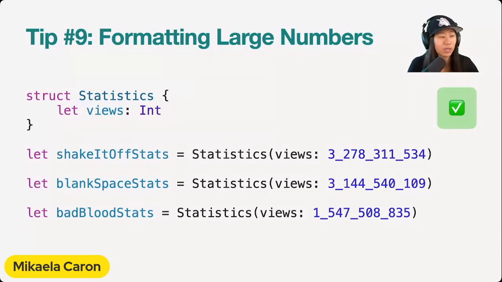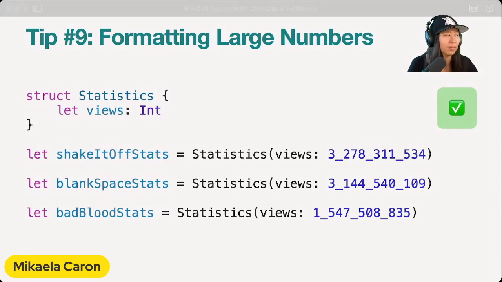A fun fact is you can actually put the underscore anywhere within the number. I put it every 3 digits because that's how we typically separate numbers in US English, but you can actually put the underscore wherever you would like.